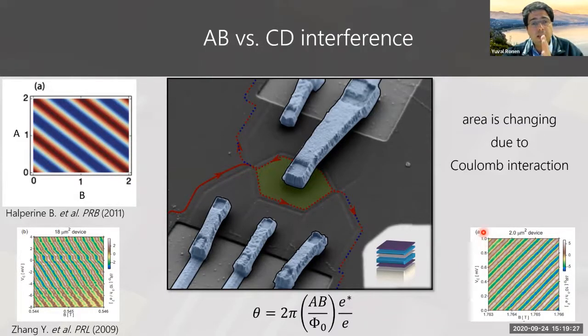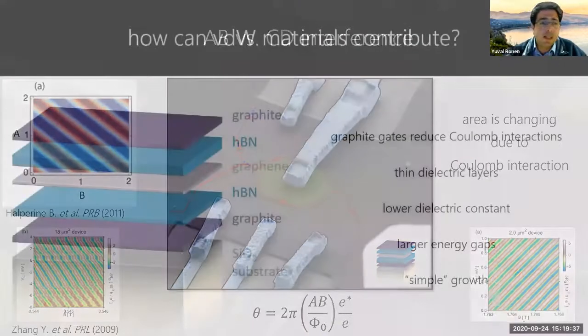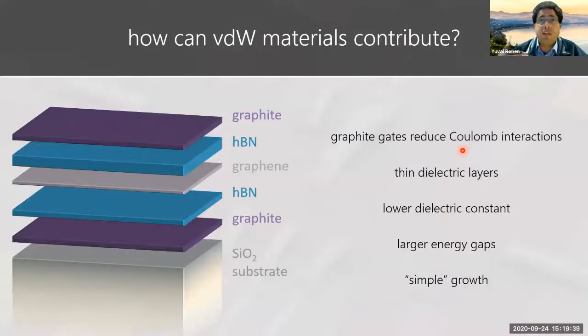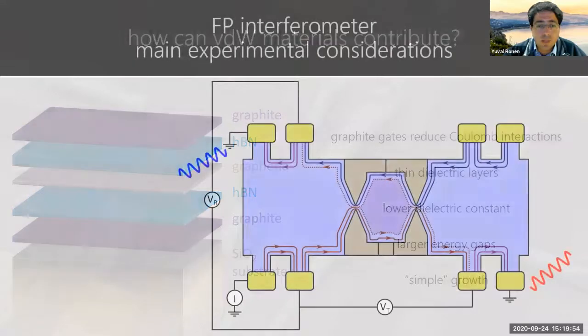So this was the main roadblock for this line of research of seeing fractional quantum Hall effect interference. And this is exactly what I mentioned before, where I think van der Waals can come in and contribute. There are, of course, other experiments that we can do, but this is something which can be solved elegantly by van der Waals heterostructures.